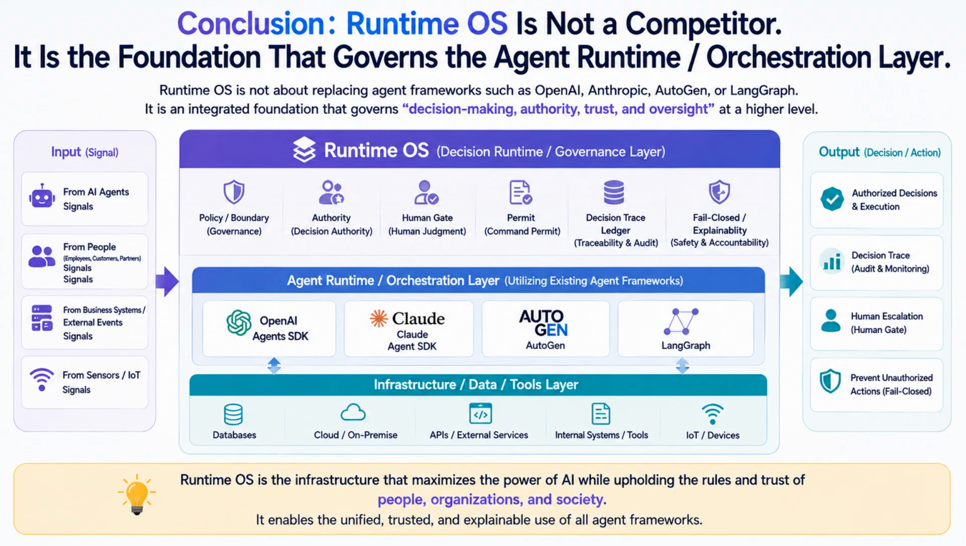So, Runtime OS is not a mechanism for making agents more intelligent. It is a decision runtime and governance layer that enables organizations to take advantage of powerful agent capabilities while keeping their actions governed by human and organizational rules. To make this division of responsibilities even clearer, let's first look at the problems that existing agent frameworks are designed to solve.